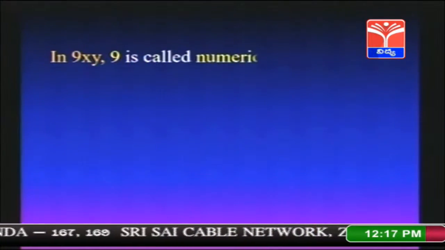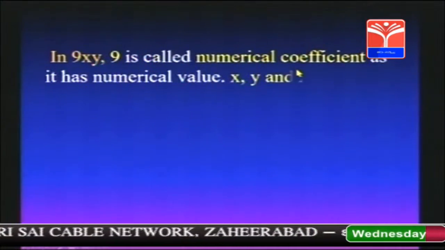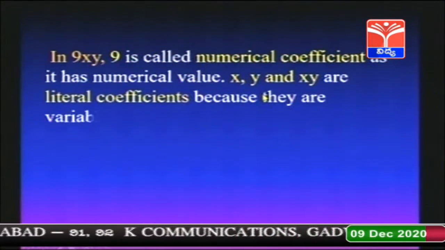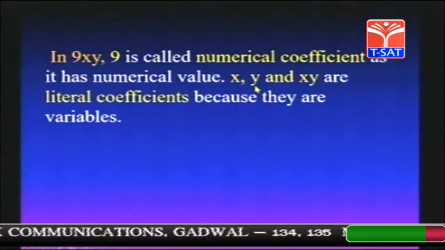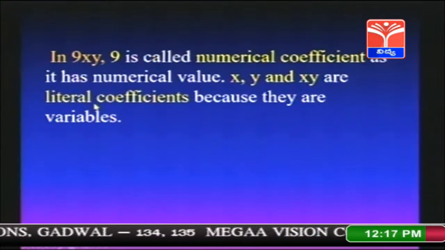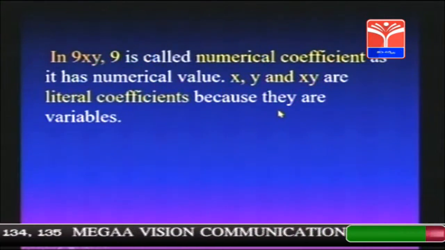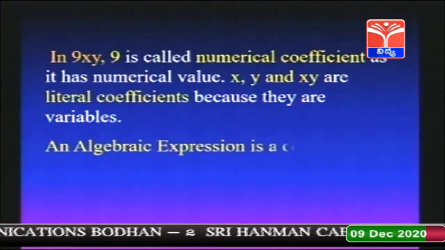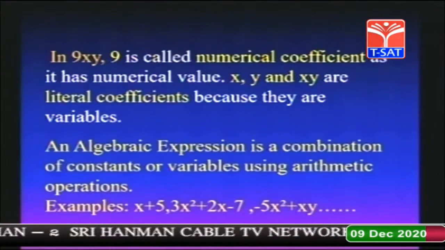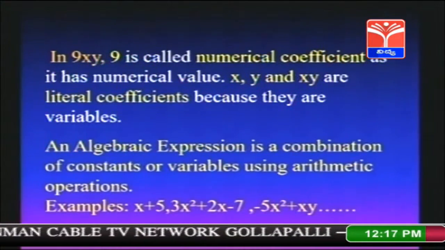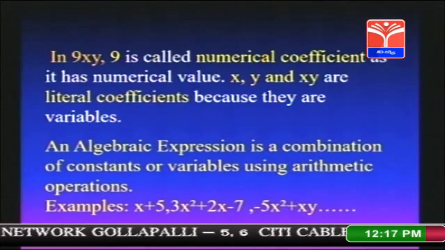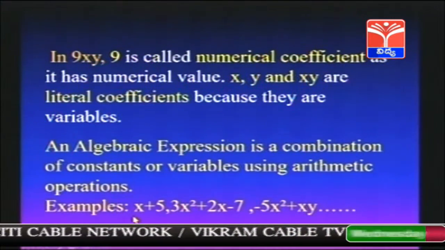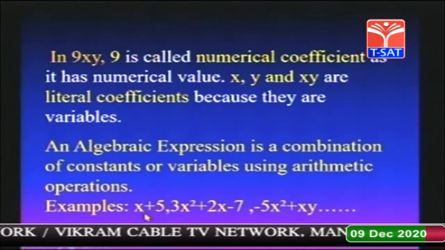In 9xy, 9 is called the numerical coefficient as it has a numerical value. x, y and xy are literal coefficients because they are variables. Now, an algebraic expression is a combination of constants or variables using arithmetic operations. As you can see here, example: x plus 5. Here the operation used is plus.